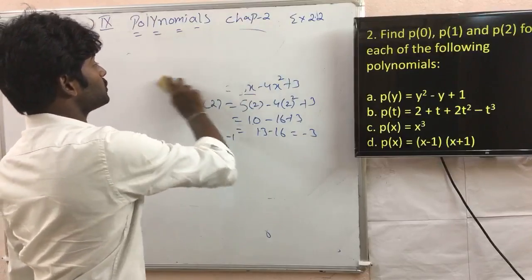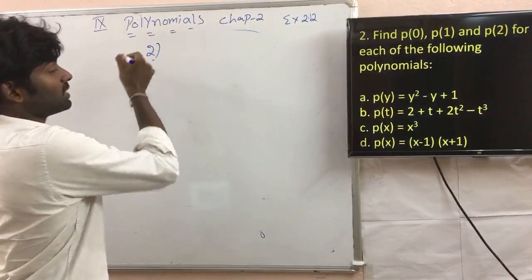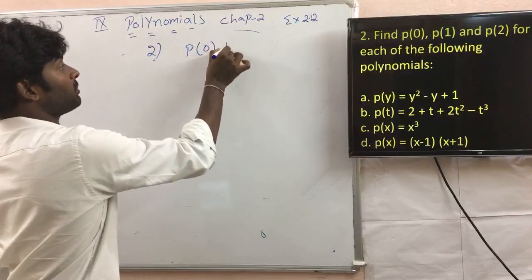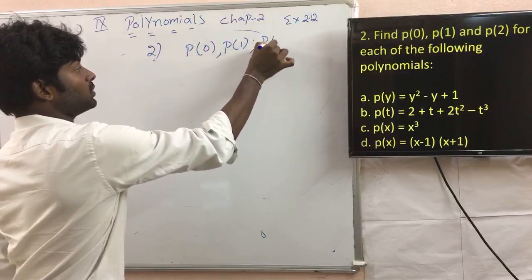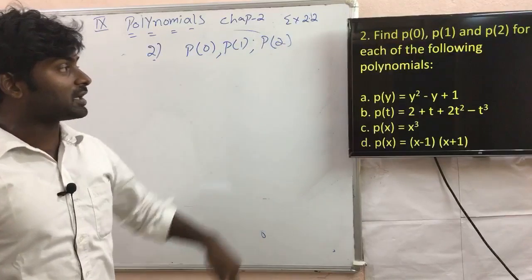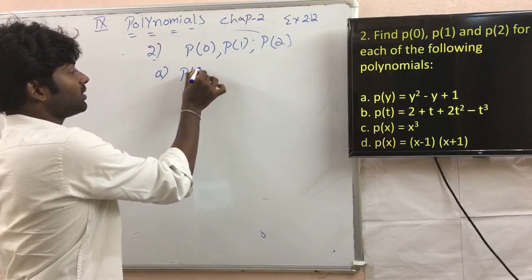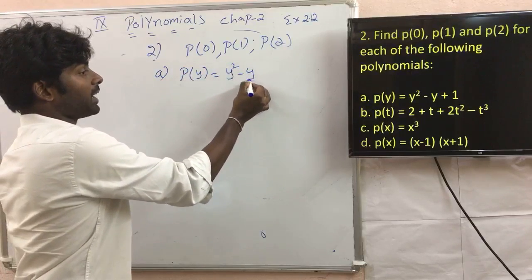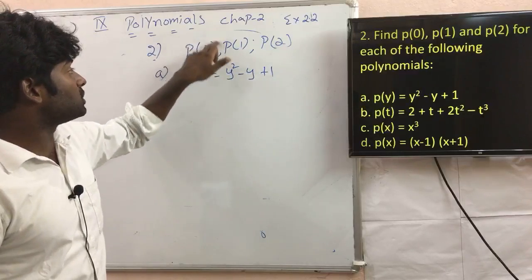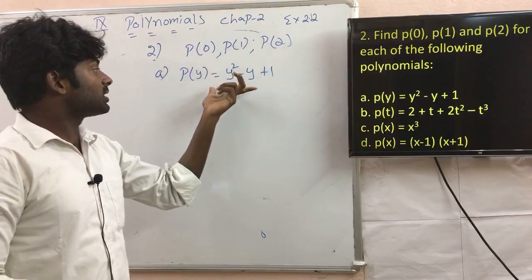Next. Exercise 2.2, second chapter, polynomials, second main. Now he is asking to find P of 0, P of 1, P of 2 for given polynomials. So the first polynomial I am taking is P of y equals y square minus y plus 1. For this particular polynomial you have to find P of 0, P of 1, P of 2. All these three we have to find.